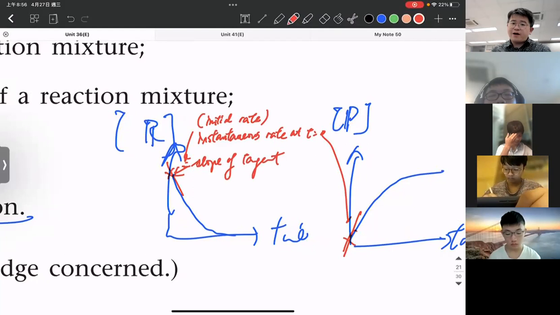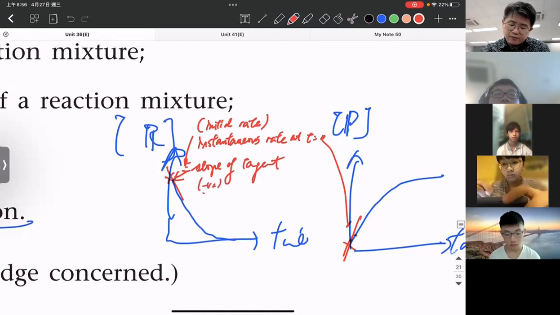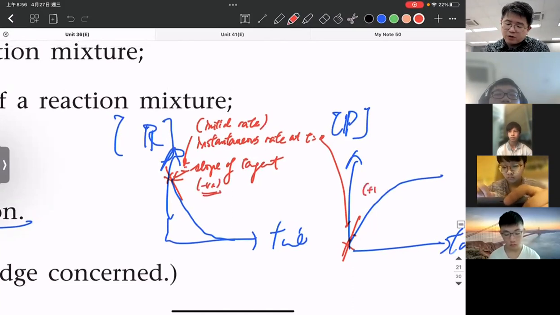The one on the left-hand side, we will call the initial rate of consumption of the reactant, while on the right-hand side is the rate of production of the product. They are different, and of course the data will also be different. This one is negative, while this one is positive.